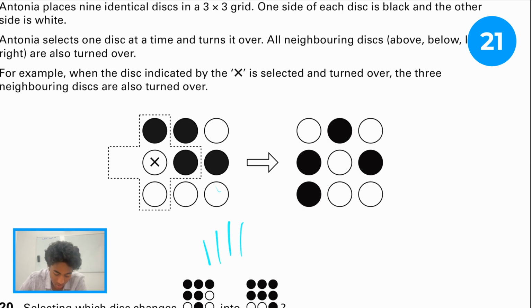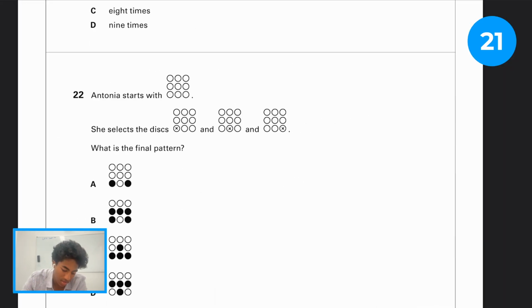Then let's look. If we select this one, only these 2 will change. So that doesn't count. If you select this one will change, this one will change, this one will change. So the center disc does change. If we select this one, this one will change, this one will change, but the center dot remains unchanged. That means there are 5 times when the center disc will change.